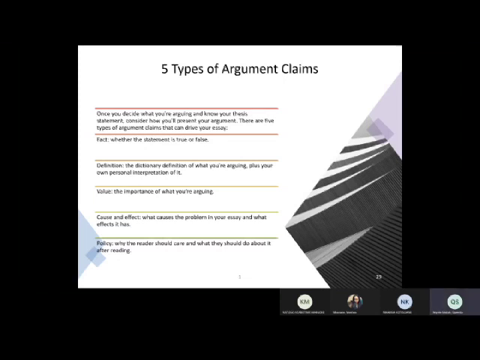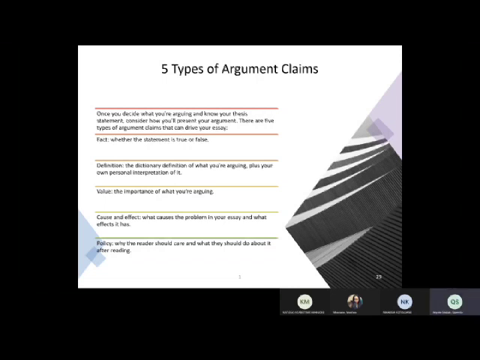So there are 5 types of argument claims, right? Once you've decided what you're arguing and know your thesis statement, consider how you present your argument. There are 5 types of argument claims that can drive your essay. So there is the fact, whether the statement is true or false, right? Then there's the definition, the dictionary definition of what you are arguing, plus your own personal interpretation of it.